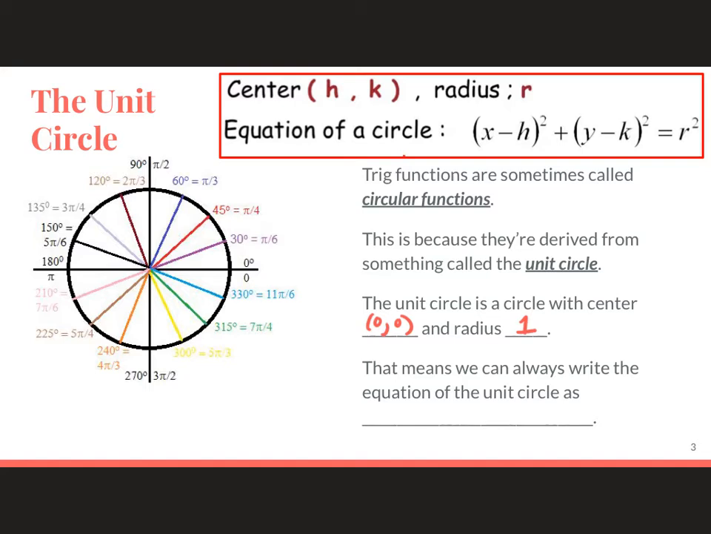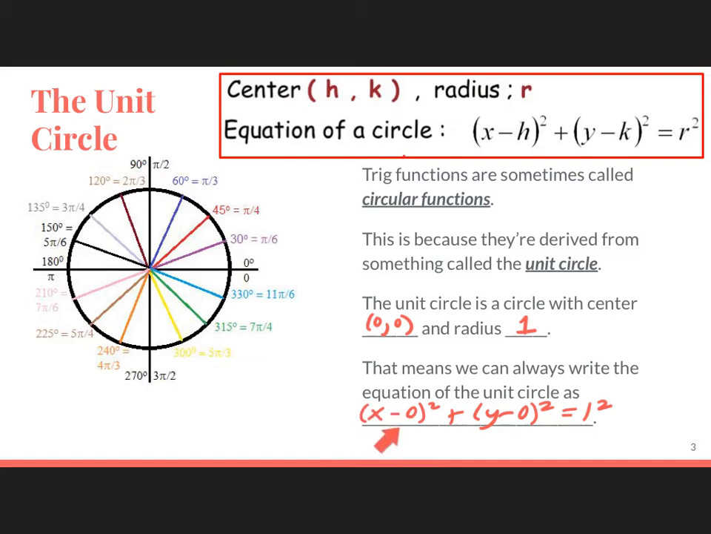So that means that if we were to take the equation of a circle that we learned back in geometry or in Algebra 1, we can substitute in our h and k values, so our center coordinate values, and our radius value. So we can do x minus 0, because 0 is the x coordinate for the center of our circle, plus y minus 0, because 0 is the y coordinate for the center of our circle. We're going to square that as well, and we're going to set it equal to 1 squared, because when we're working with the unit circle, our radius is 1.